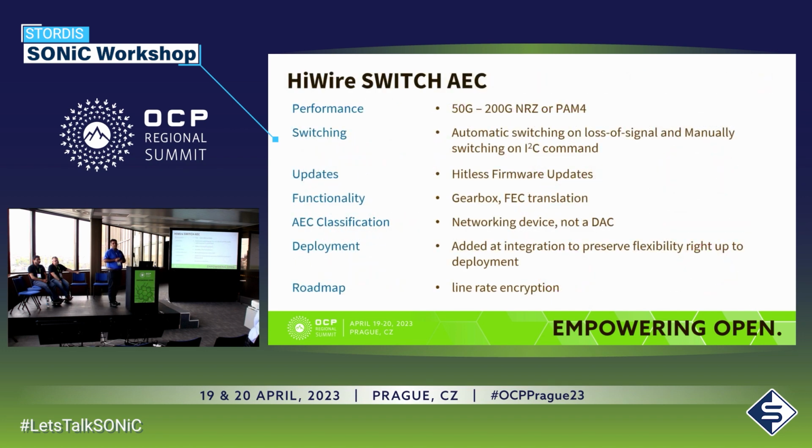This particular switch cable, we provide them in 50 gig, 100 gig, and 200 gig. It's NRZ and PAM4. We allow automatic switching. It's lossless. We can do switching between an active TOR to a standby TOR in less than 100 milliseconds. It's a common data plane, so we can do firmware updates from all across the range. Gearbox, FEC translation, all built into the cable.